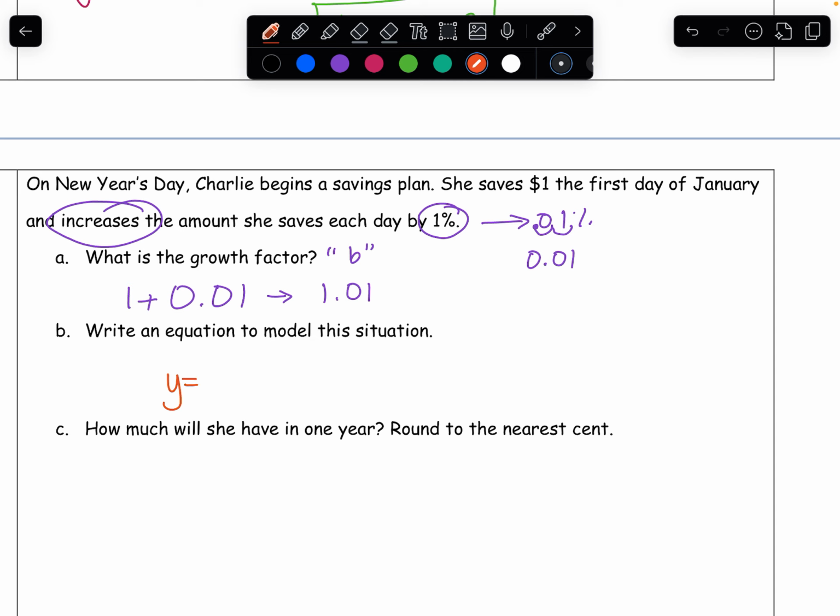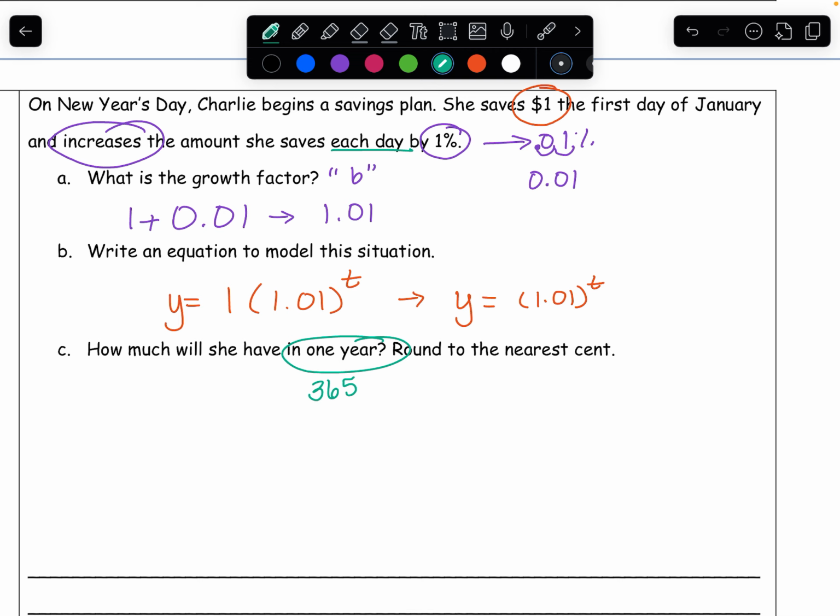Now we can write our equation. So y equals our starting amount, 1, times 1.01 to the t power. Now, if you want, 1 times anything is itself, so you could write it as this. I'll take either one. And so now what we're going to do is find out how much she'll have in 1 year. Now, you got to be careful. We're not going to plug in 1. That wouldn't make sense. What we're going to instead plug in is 365 because, assuming it's not a leap year, there are 365 days in a year, and we're changing the amount every day.